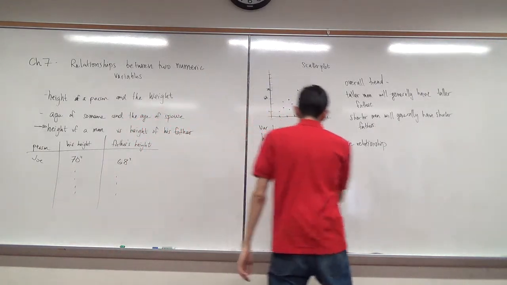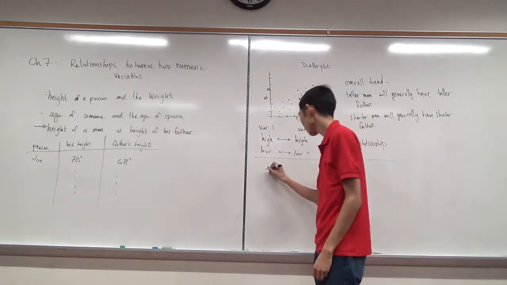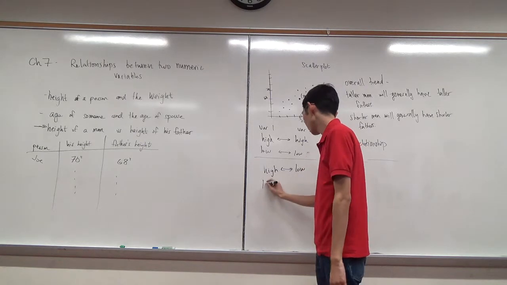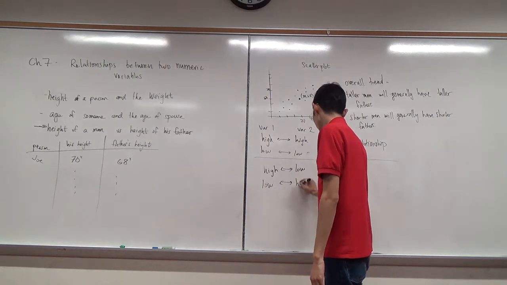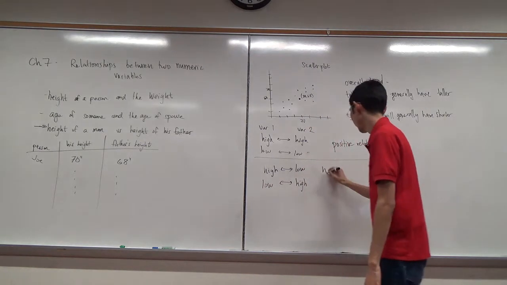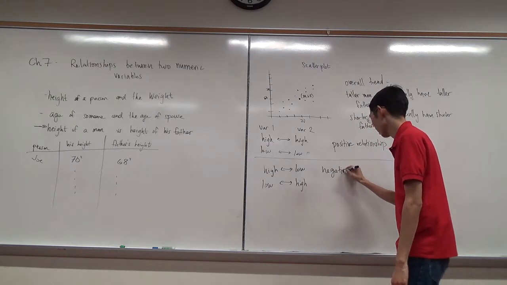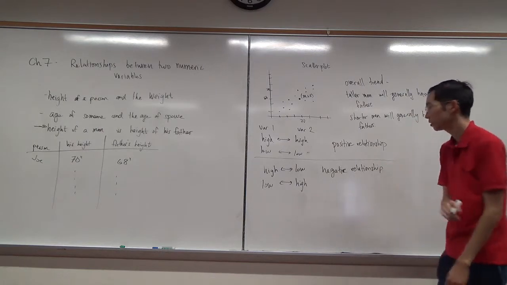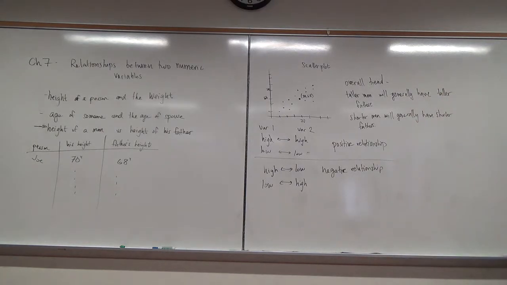On the other hand, a negative relationship: high goes with low and low goes with high. This is a negative relationship. Can anyone think of two numeric variables that might have a negative relationship?